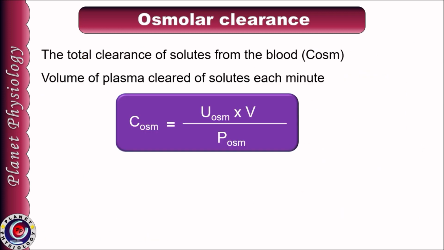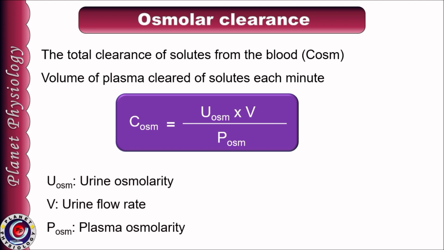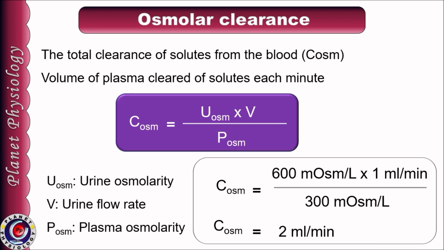Next concept is measurement of osmolar clearance. It gives idea about amount of solutes cleared from the plasma in each minute. For example, if urine osmolarity is 600 milliosmoles per liter and plasma osmolarity is 300 milliosmoles per liter and urine flow rate is 1 ml per minute, osmolar clearance value is 2 ml per minute. It means that 2 ml of plasma is getting cleared of the solutes each minute. This osmolar clearance will help you in knowing whether urine formed is dilute or concentrated.